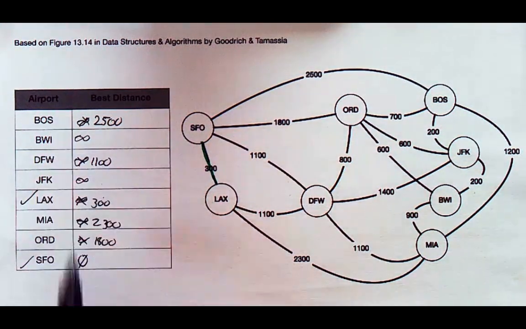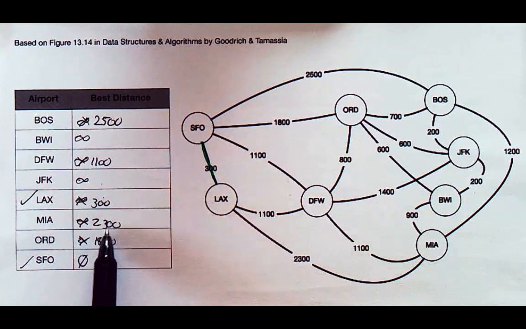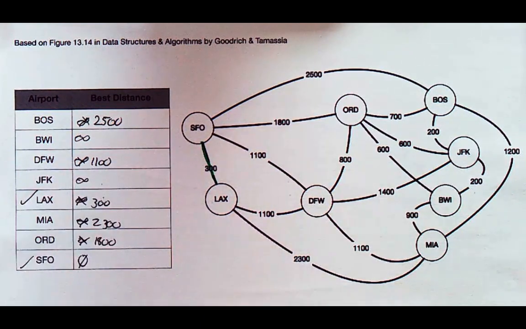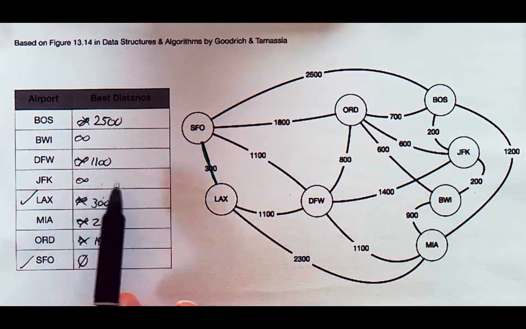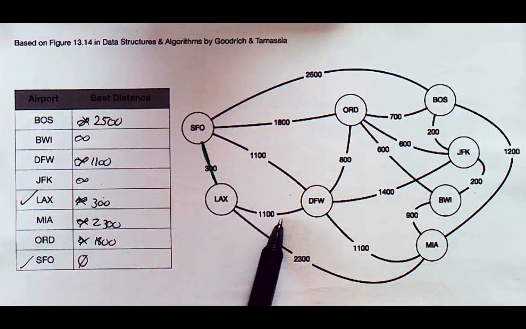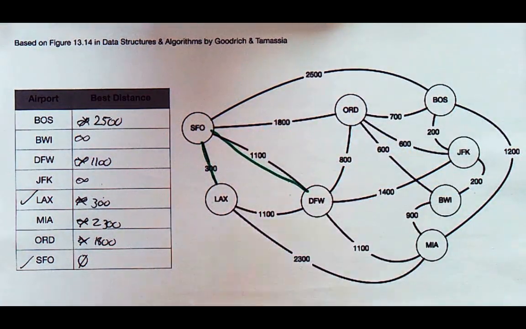Now we're going to look at our minimum remaining item. So let's see, 2500, 1100, infinity, 2300, 1800. It looks like our trip to Dallas is our best choice. So if you remember, we actually had two options to get there, but this is the one that got added first, and this one didn't get added because it wasn't actually better. So I'm going to go ahead and indicate, take that path to Dallas.